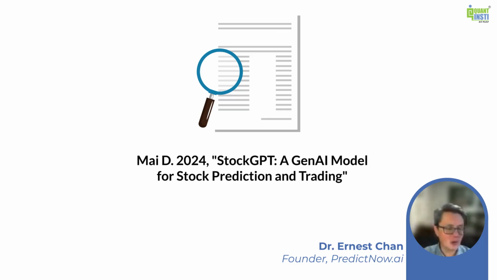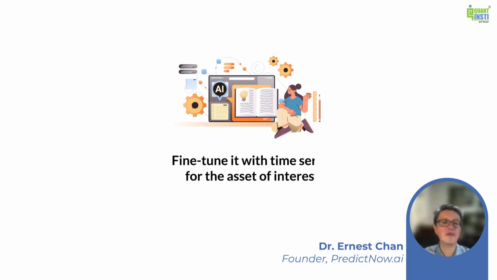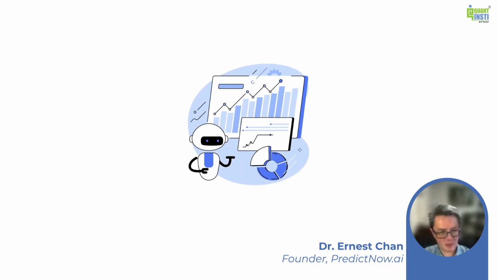Now, it shows you the potential of a pre-trained model, because then you can fine-tune it with time series that is specific to the asset of interest. You train on stock data, you can fine-tune it with Forex data and see how well it worked on Forex trading. And that is the beauty of GenAI as well. It overcomes the scarcity problem.